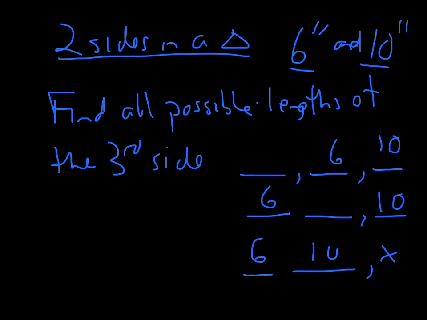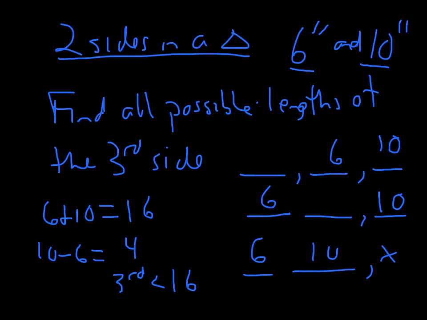And you could play around with it and try to figure it out, but the easy way to do it is, all you have to do is add and subtract, and you'll get the lengths that it can be in between. So 6 plus 10 is 16, and then take the difference between them. 10 minus 6 is 4. So the third side must be in between those 2 side lengths. The third side has to be bigger than 4, but less than 16. It has to be in between 4 and 16.